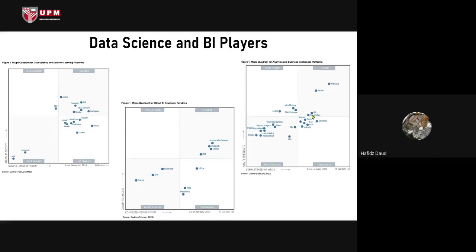The quadrant in the center is the magic quadrant for cloud AI developer services. You're looking at three key service providers: at the top is Amazon Web Services, second is Microsoft Azure, and the third is Google Cloud Platform, GCP. Amazon Web Services refers to itself as AWS. And the fourth contender is IBM, which is a bit behind, but they also have their strength.